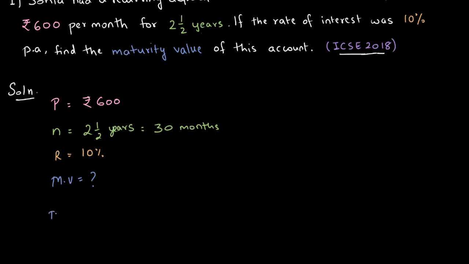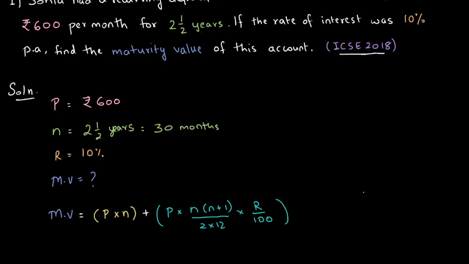So if you guys remember, maturity value is nothing but the sum of the amount deposited and the interest. Amount deposited is calculated by P into N, depositing P rupees every month for N months. And the interest is calculated by the formula P into N into N plus 1 divided by 2 into 12 into R by 100. Right? So this here is our formula for the interest.